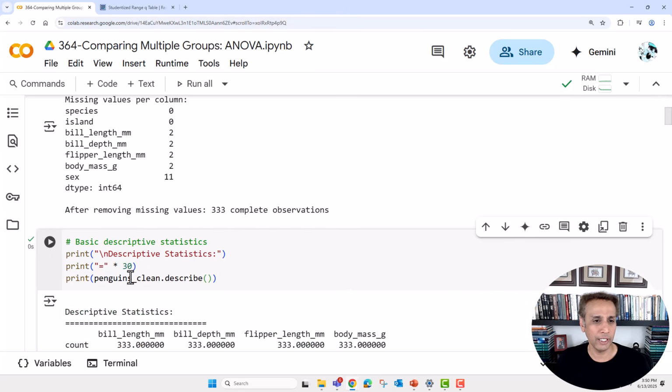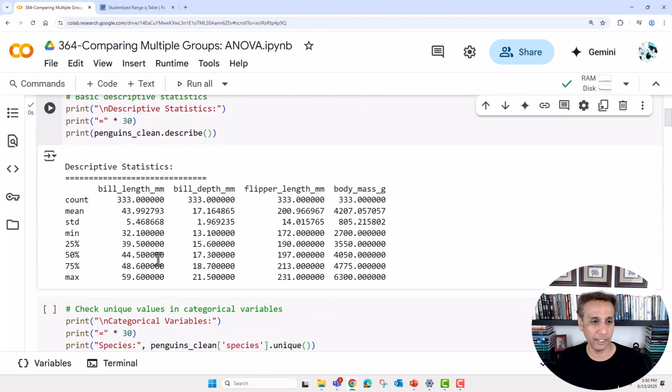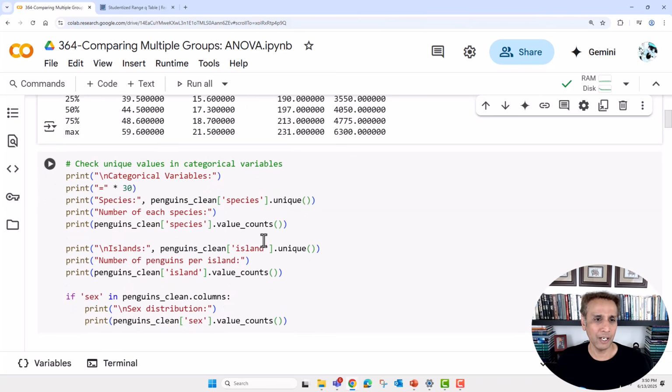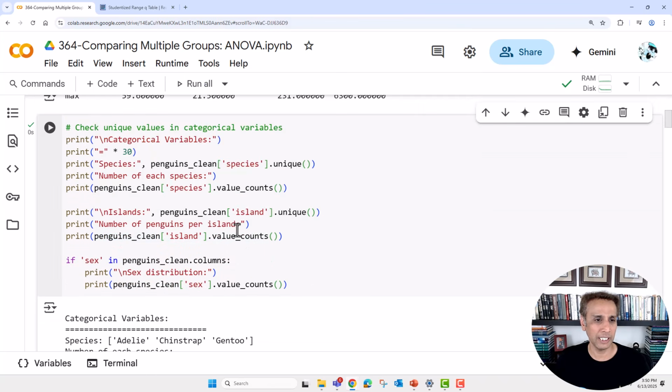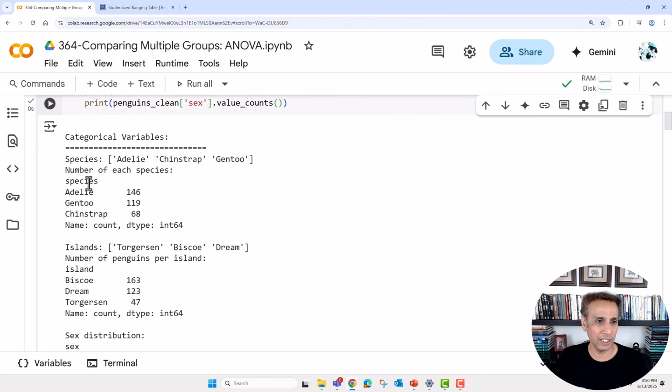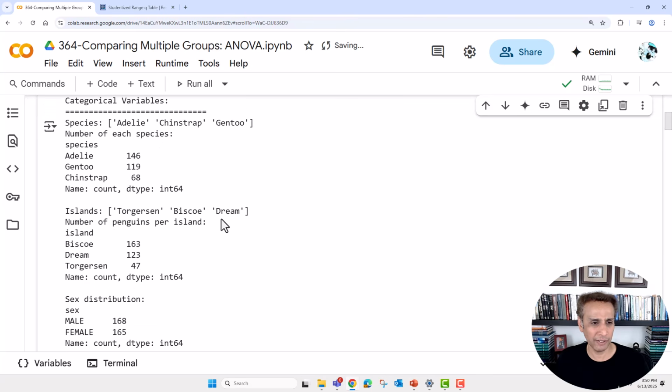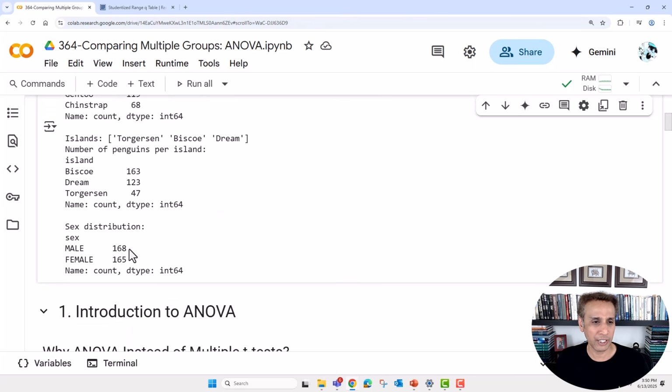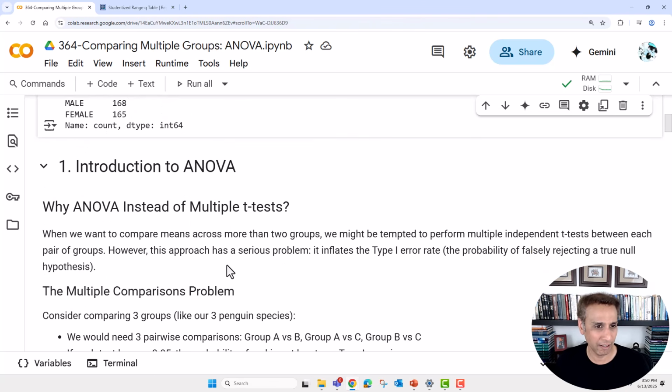And let's go ahead and describe. Again, this is descriptive statistics. It tells you the mean, standard deviation, and various percentiles. Go ahead and look at that. And now let's just check a few more things. So these are different species, and we have numbers for each species. We only have 68 data points for chinstrap, but we have almost equal numbers for these two. And these are the different islands they came from. And we have 168 male, 165 female, almost obviously equally distributed right there.